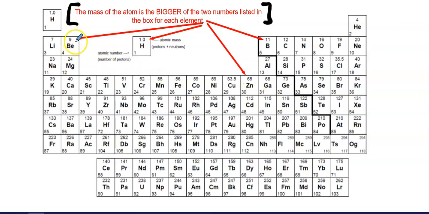So for beryllium, just plain Be, it would be 9 because that's the larger number. Boron would be 11. Zinc would be 65. Hydrogen is a 1. Here they're the same number, so it doesn't matter. Anytime we use the periodic table to find the mass, it's always the bigger of the two values. The smaller one is the atomic number, but mass is what we're worried about. So make sure you use the bigger number as we go along.